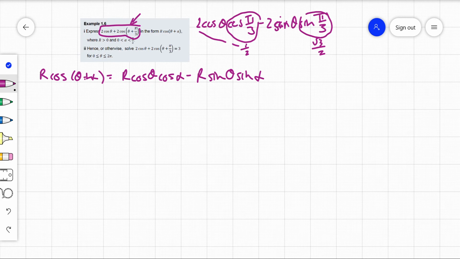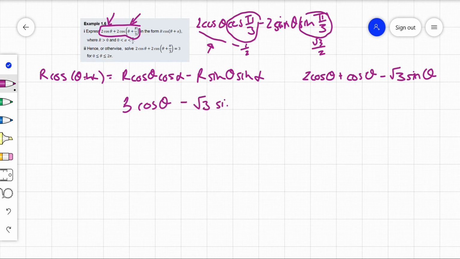So if I put that all together with the original 2 cos theta, I'll write it over here first: 2 cos theta, and I've also got 1 cos theta coming from here, and I've also got root 3 on 2 times 2 is root 3, so minus root 3 sine theta. If I put all the cos thetas together, I've got 3 cos theta minus root 3 sine theta.